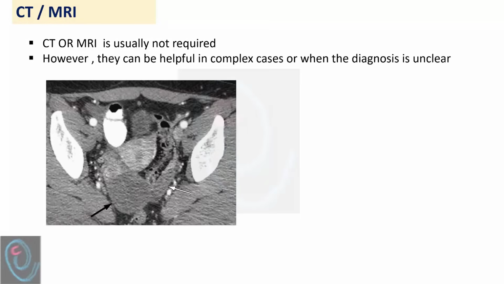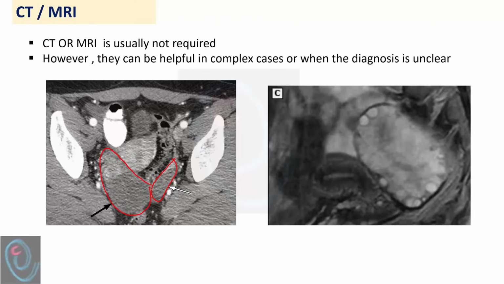In this image, for example, we can visualize the difference between the two ovaries. This is the right ovary, and here is the markedly enlarged left ovary. In this image, we can see the uterus and the significantly enlarged ovary behind the uterus, with small follicles pushed to the periphery.